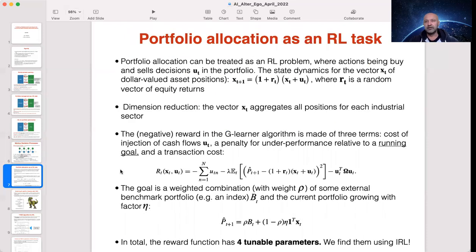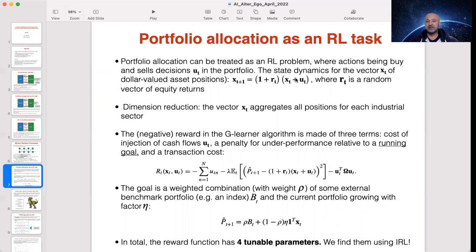Now, how can portfolio allocation be seen as a problem for reinforcement learning? One approach, which we proposed in the second paper referenced above, would be as follows. We can introduce vector X as a vector of dollar values in different asset buckets, and a vector U, which will be the buy and sell decision. So both these variables are vectors of the same size and of dimension of dollars, right?